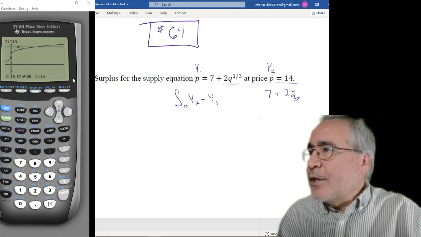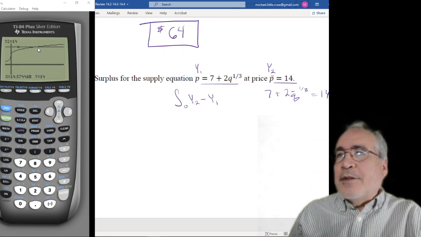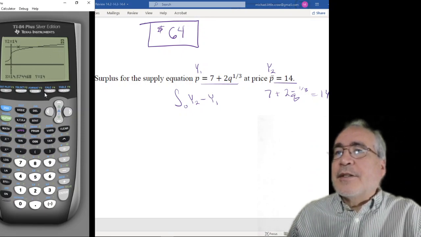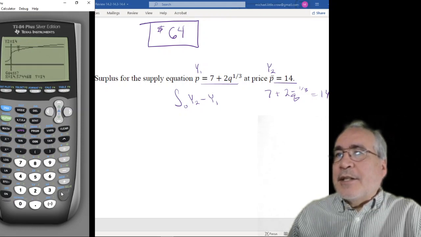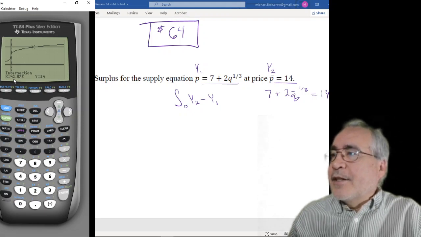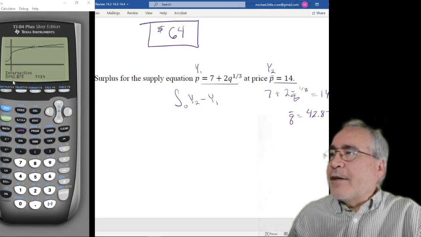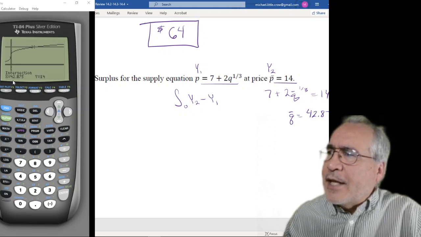And that's what's going to be q bar to the 1/3 equals 14. So we could solve this for q bar, or we could just come here and find the intersection. Second calc, number 5, enter, enter, enter. Tells me the intersection point is q bar equals 42.875, which is like 7/8.